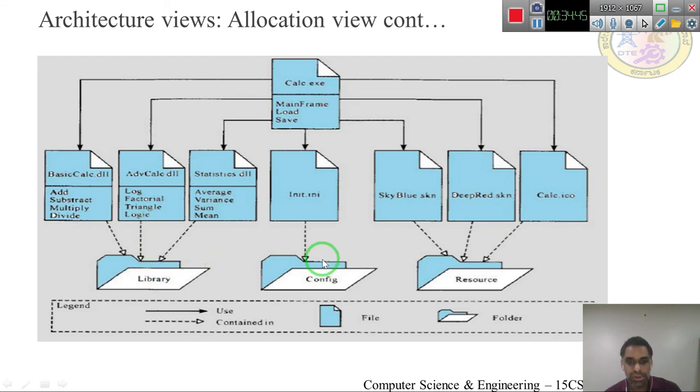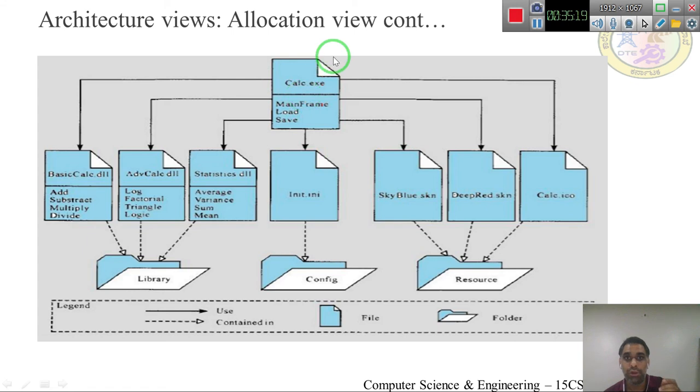Fine. Similarly, in a configuration folder, what will be there? In the configuration folder, a setup file will be there, right? So init.ini, an initialization file or installation file. Then similarly in a resource folder, you would have the resource file which is required for the project. Fine. So you can see the calculator executable, which would make use of all these binaries. Fine. So all these binaries act like resources.